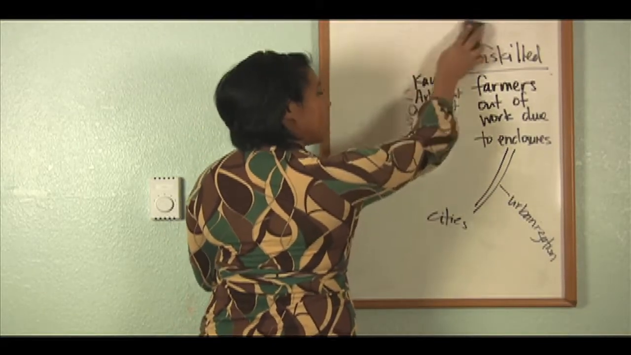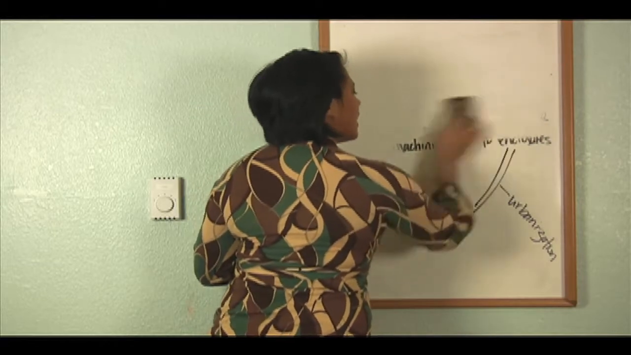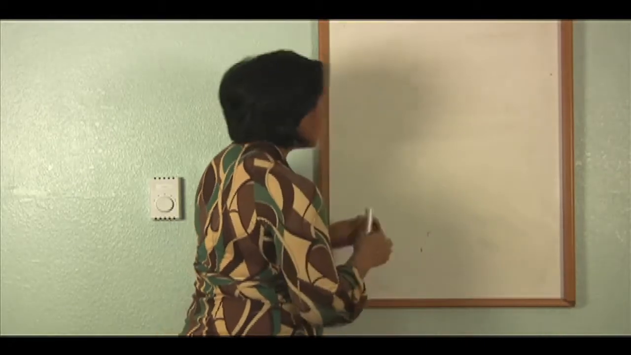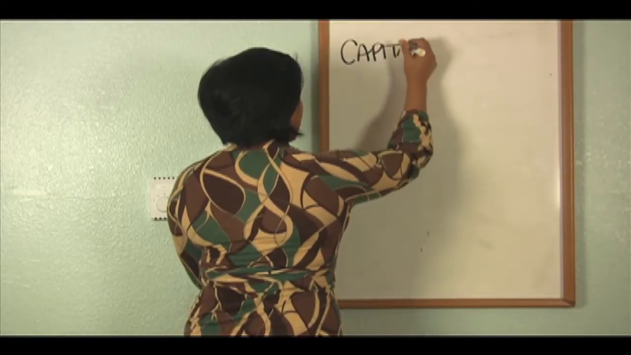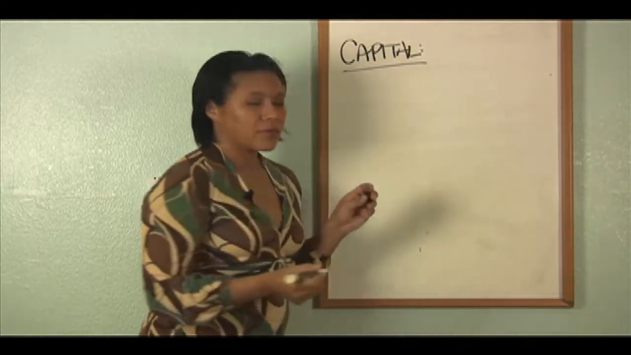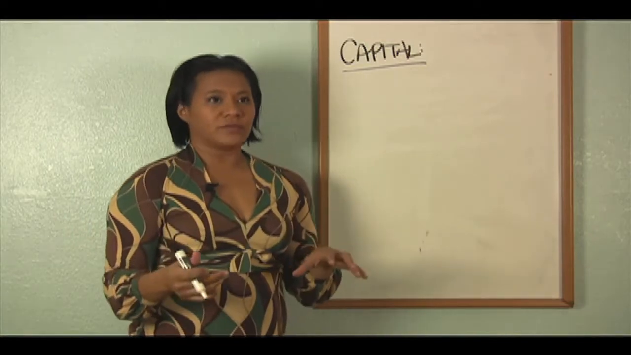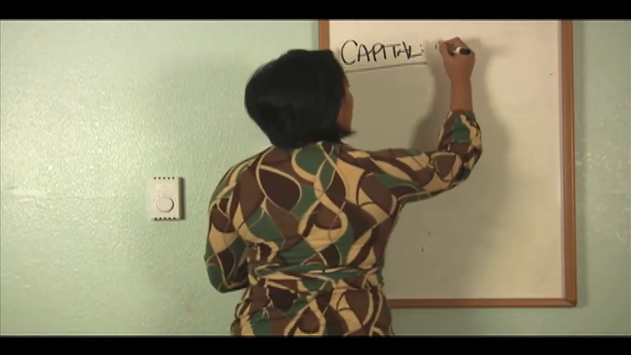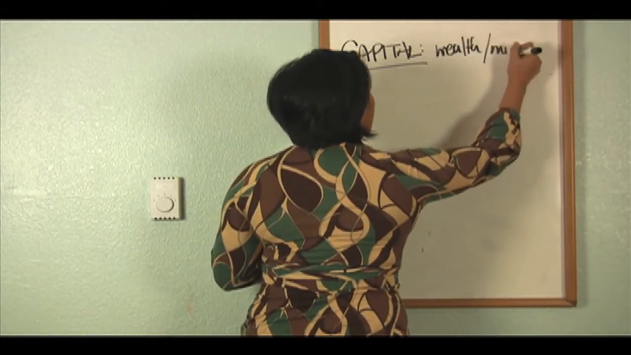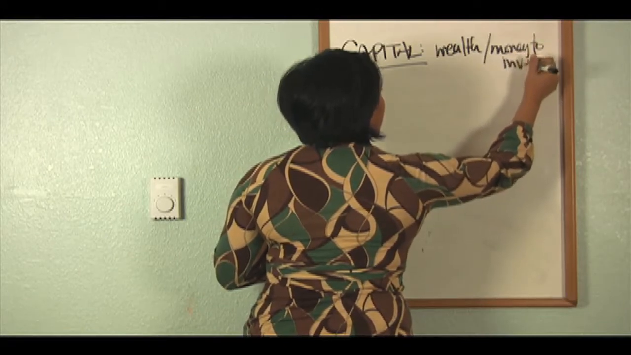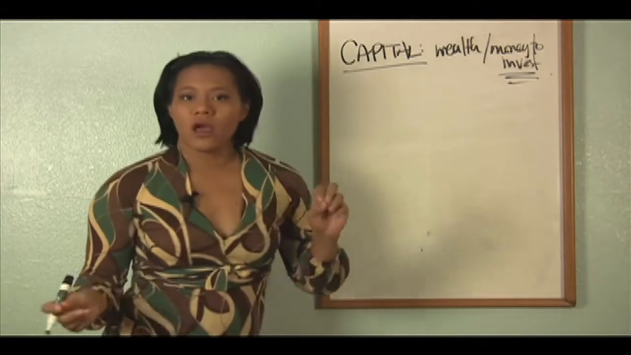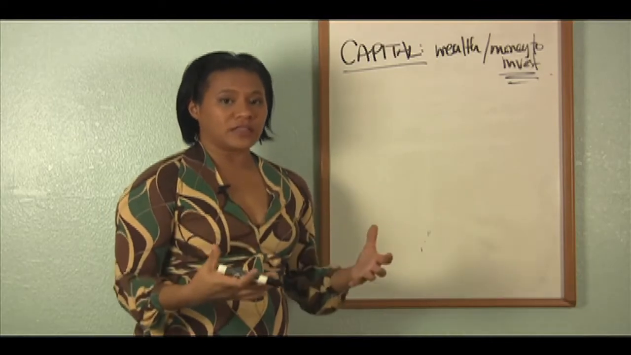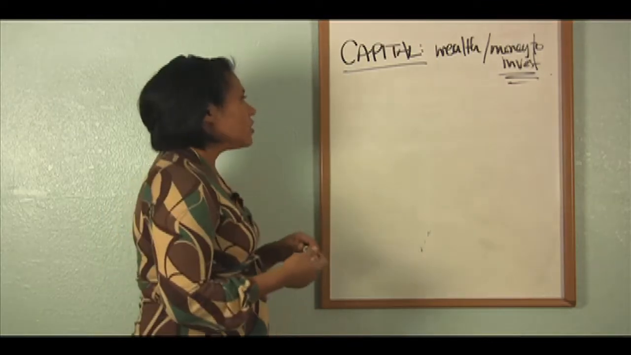So we've covered land, the natural resources, labor, and now let's talk about capital. Okay, so when we're talking about capital, it's a really complex issue. Capital, first of all, is wealth. Money to invest. When we're talking about the concept of capital, why did Great Britain, why did England have so much extra cash? Well, there's a variety of reasons.